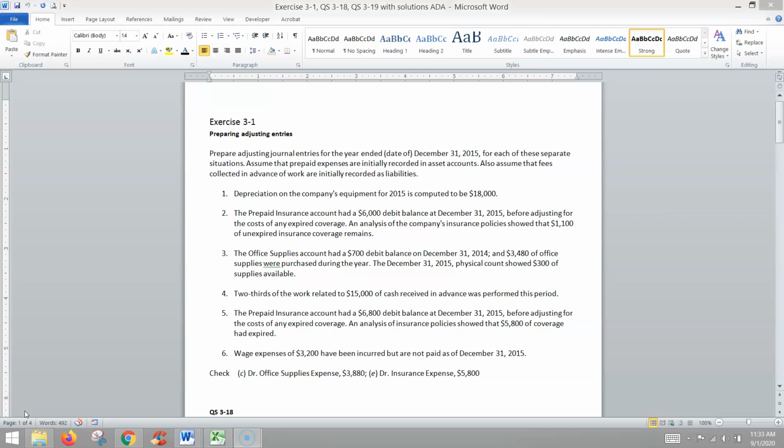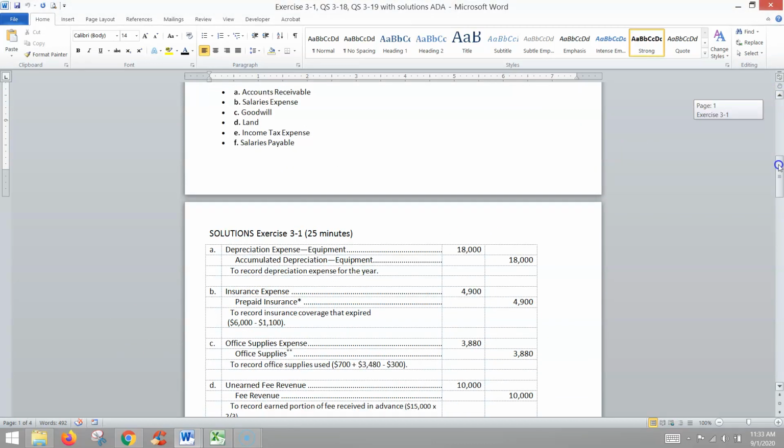So number 1, depreciation on the company's equipment for 2015 is computed to be $18,000. And here we can see the journal entry. This is the basic journal entry recording depreciation for any asset. You're going to debit depreciation expense for equipment. You're going to credit accumulated depreciation for the asset, in this instance, equipment. So note that we do not credit the asset itself. We're going to keep track of the depreciated amount in the accumulated depreciation, which is a contra asset account. It has a normal credit balance.